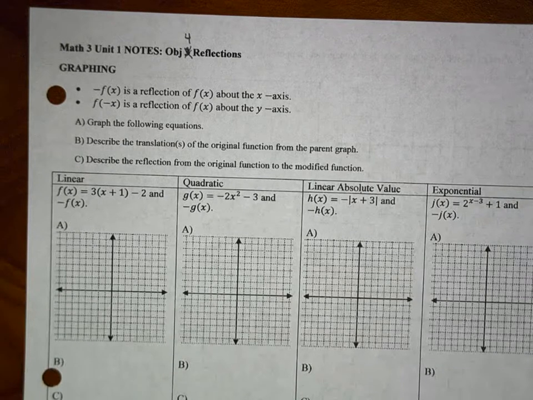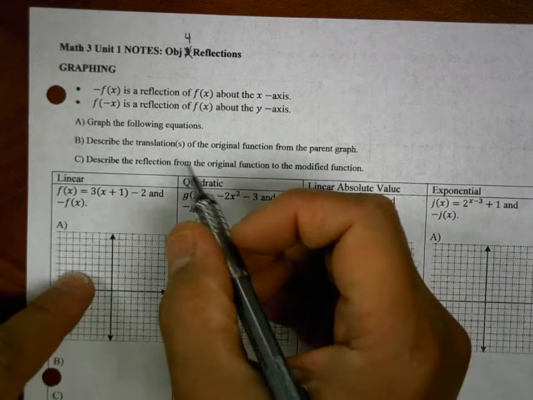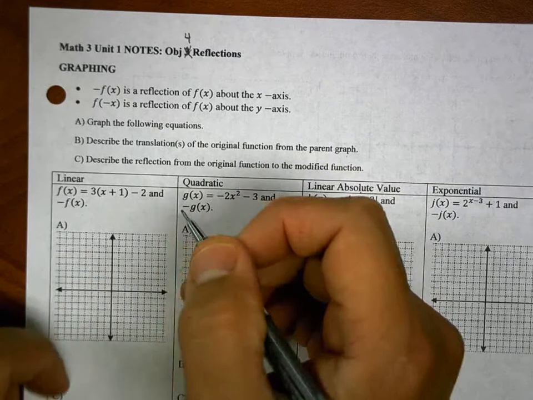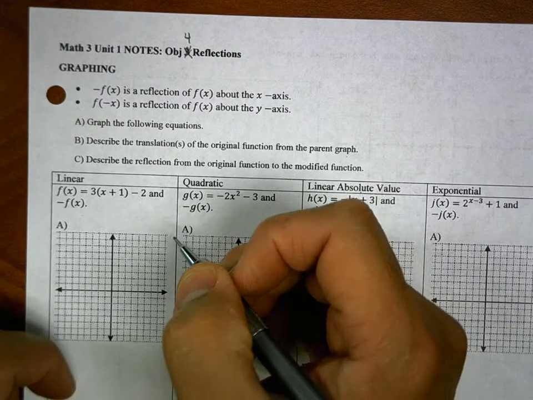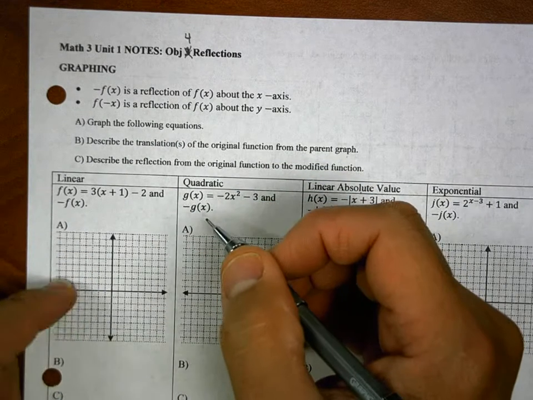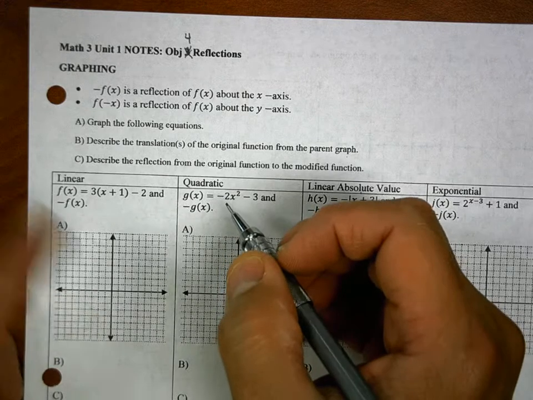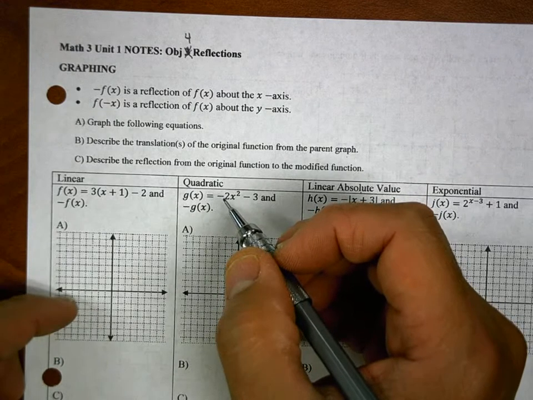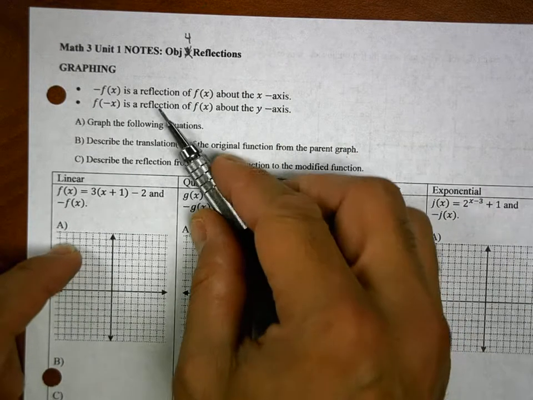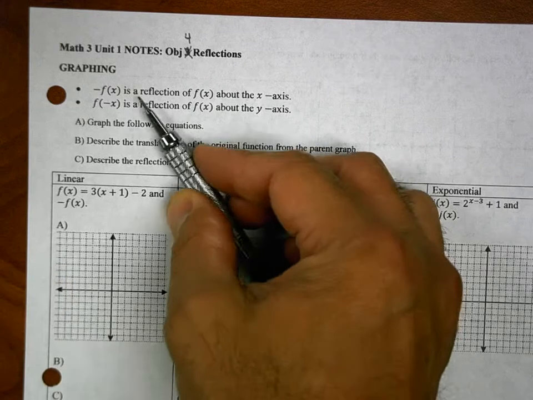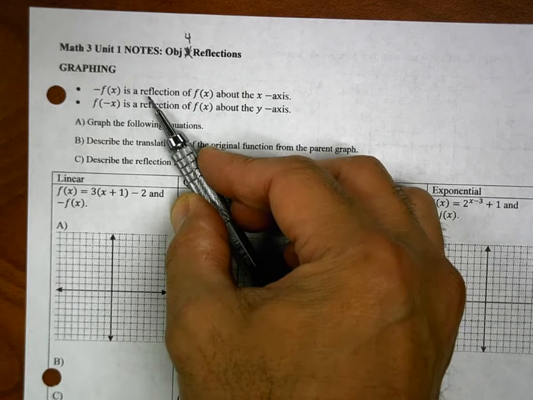Okay, today we're going to look at... so far we know how to shift left and right, up and down. We know how to graph the four graphs, the lines, the parabolas, the V's, the absolute values, and the exponential. Today we're going to look at two other types of things that we can do to the graph, the reflections.